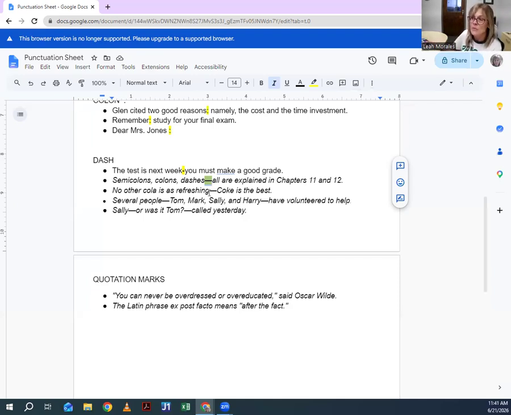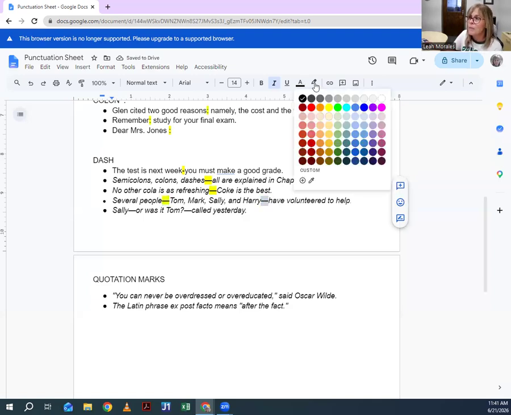No other cola is as refreshing — Coke is the best. You put a dash there. It is used to help emphasize breaks and explanatory phrases. If you put dashes around interrupting phrases, sometimes it helps with lists and mid-sentences. Like several people — Tom, Mark, Sally, and Harry — have volunteered for help.